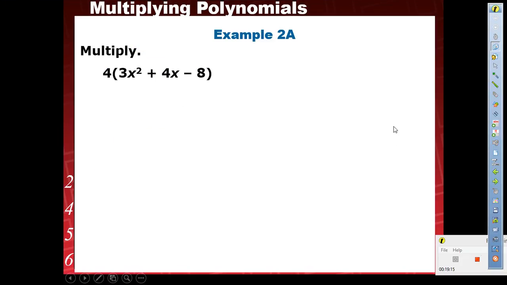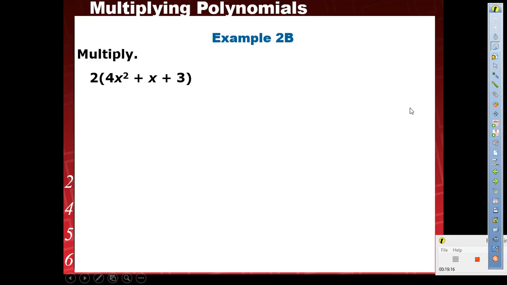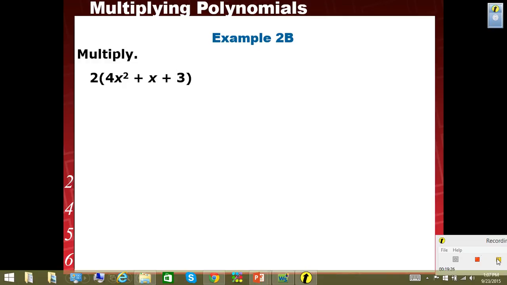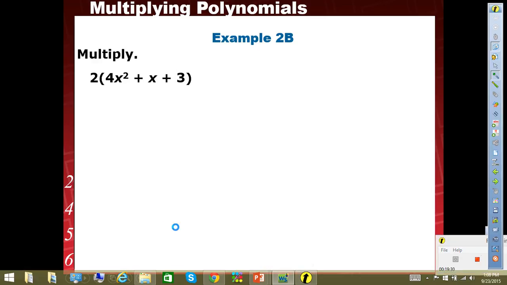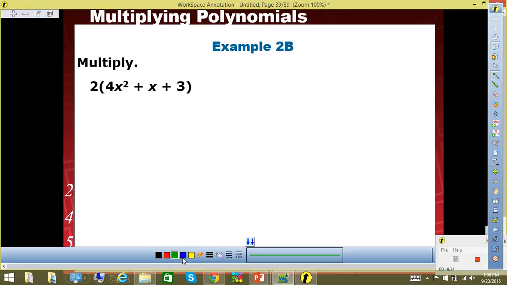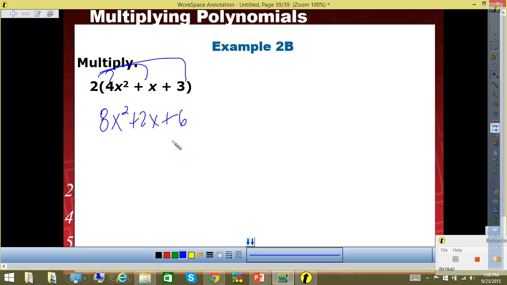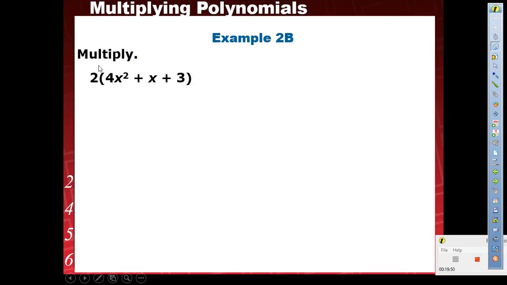Copy this one. Example 2B. We got 2 times 4x squared plus x plus 3. Show that using distributive property and area model. Copy that. Go. Answer, we got 8x squared plus 2x plus 6, and you did that distributive and area. Is that correct? All right, so now that we're done with the easy part, let's continue. Who notices right now that the outside factor is only a number?